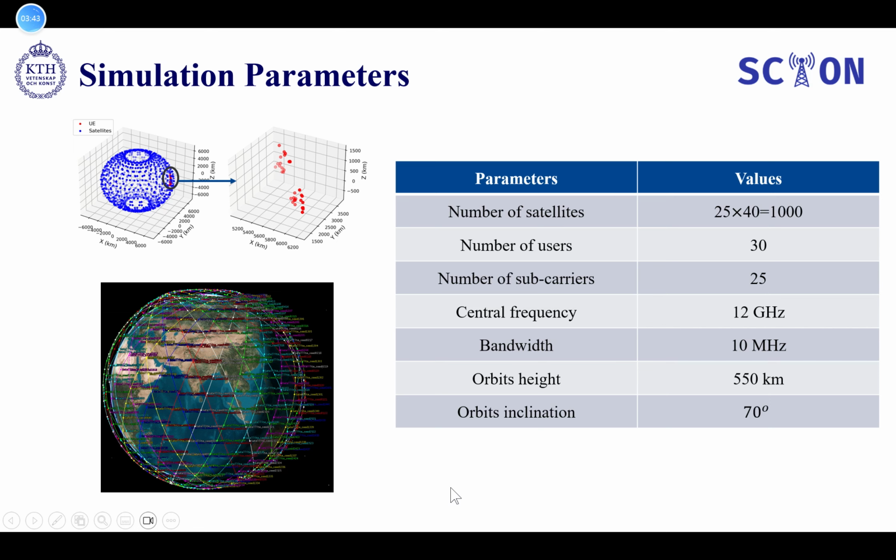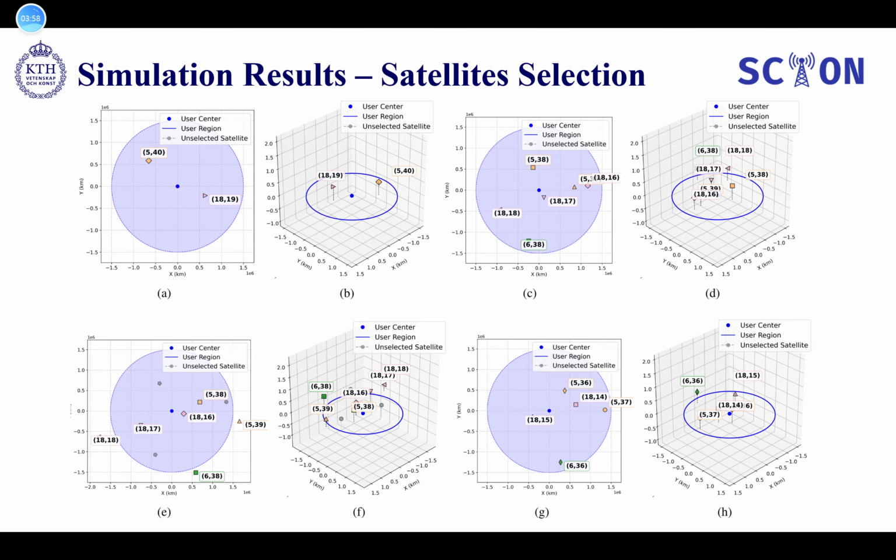And so here we come to the simulation, and we had a simulation over a constellation with 1,000 satellites. And here is a parameter table of our simulation. And in this slide, we have the satellite selection at different time instances. The time interval between each pair of figures is 4 minutes. And the top row is a two-dimensional top view, and the bottom row is a three-dimensional view.